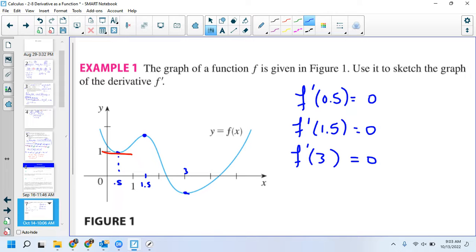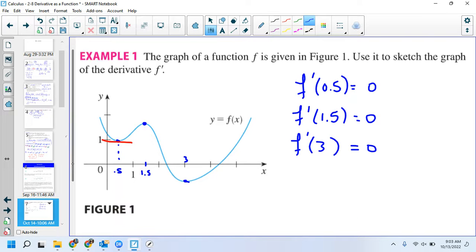Didn't I pick out my maximum and minimum points? Right? I picked out my maximum and minimum points, and they were actually where the derivative was equaling 0. Now, what are these coordinates on the derivative? A number comma 0. What am I identifying here on the derivative? The x-intercepts. So here's one of the huge connections that we have to make. If I look at the graph of f and I find the maximum or minimum points, those locations are the x-intercepts of my derivative.